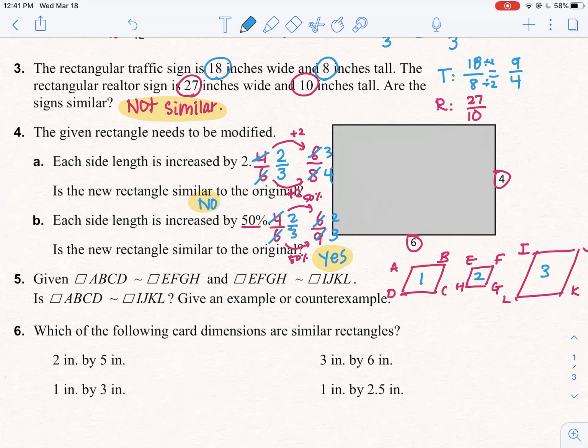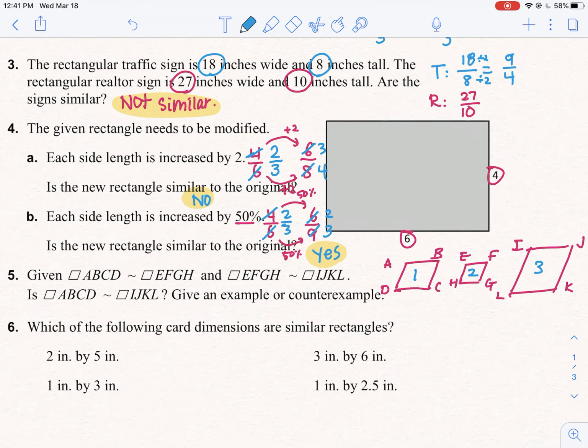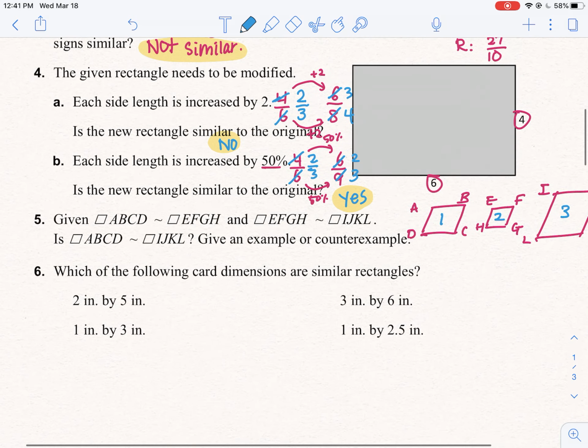I'm just going to number them. If the first one and the second one are similar, and then the second one and third one are similar, would they be similar? Okay, so you can give me an example however you like, or you can explain it on the side. Why do you think they are going to be similar, and so forth.